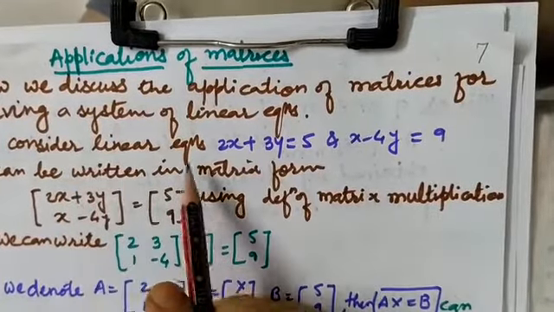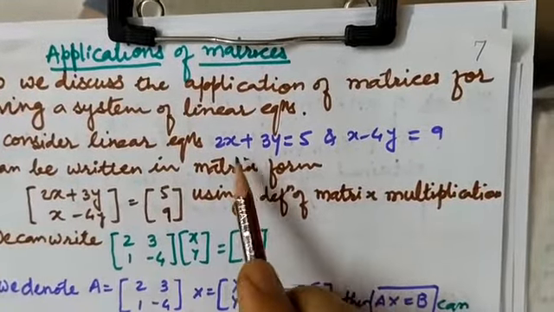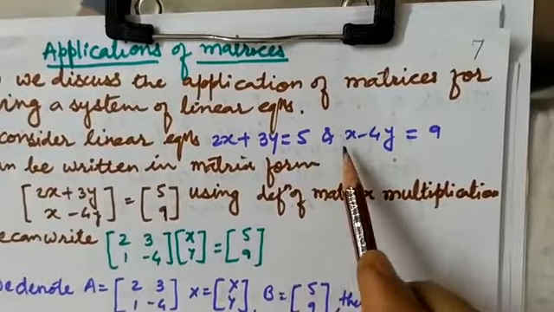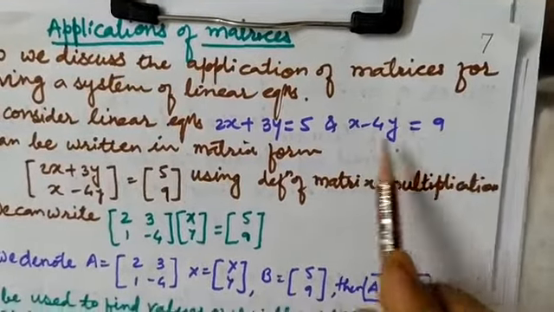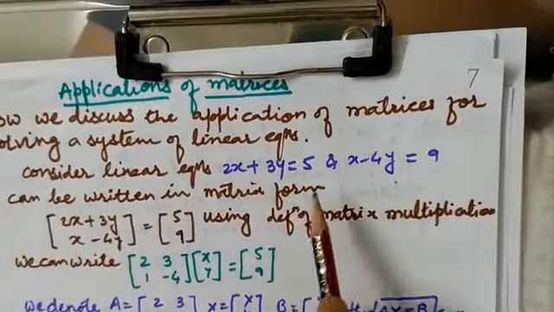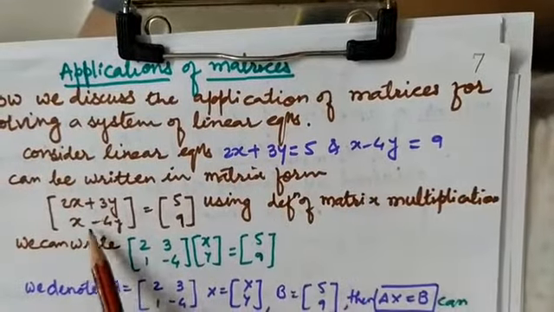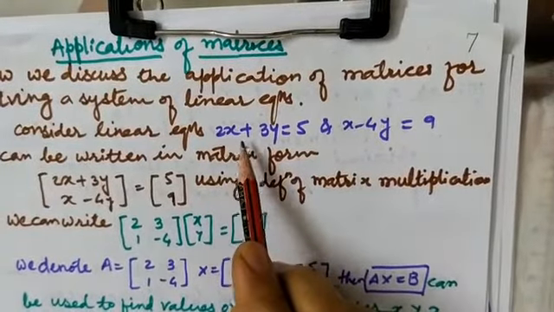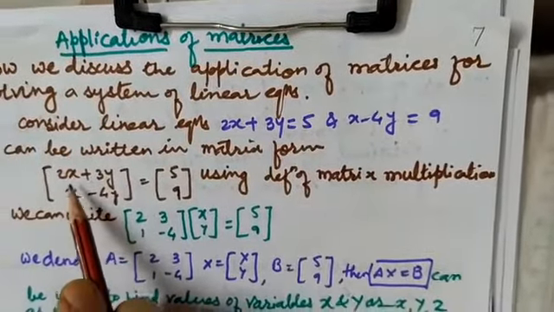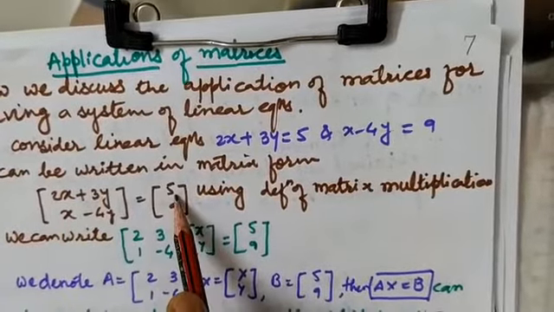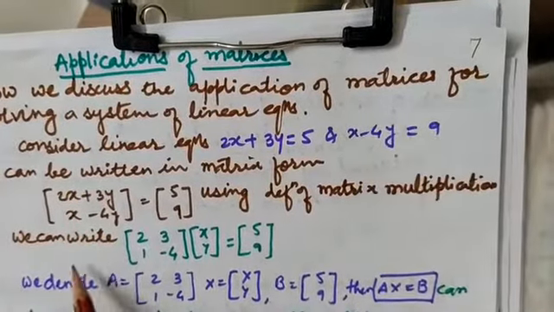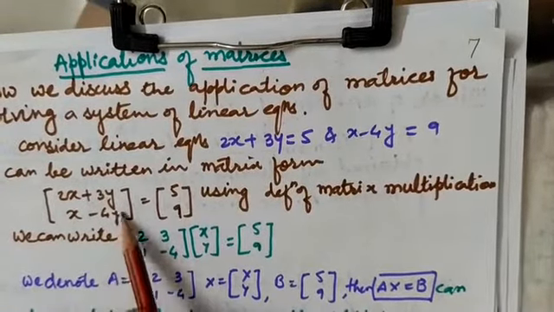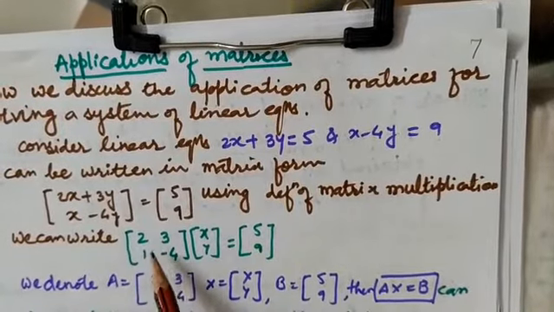Consider linear equations. Here is an example; observe it very carefully. 2x plus 3y equal to 5 and x minus 4y equal to 9 can be written in matrix form. See the equations: first equation, 2x plus 3y equal to 5, and second, x minus 4y equal to 9. Now we can write these equations in matrix form by the concept of multiplication.